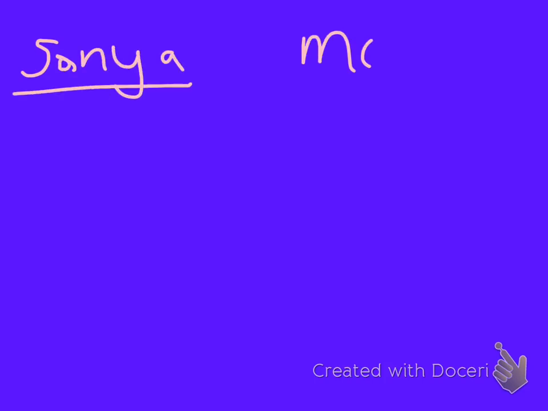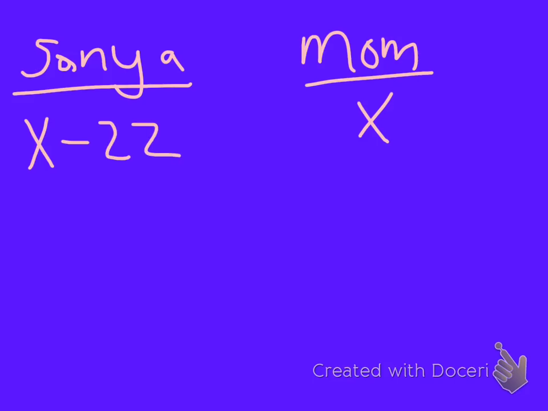Sonia is 22 years younger than her mother. The average of their ages is 16. So we have Sonia, terrible handwriting, and Mom. That's fine. It tells us that Mom is x. So what is Sonia? x minus 22. Yes. And it says that the average of their ages is 16.